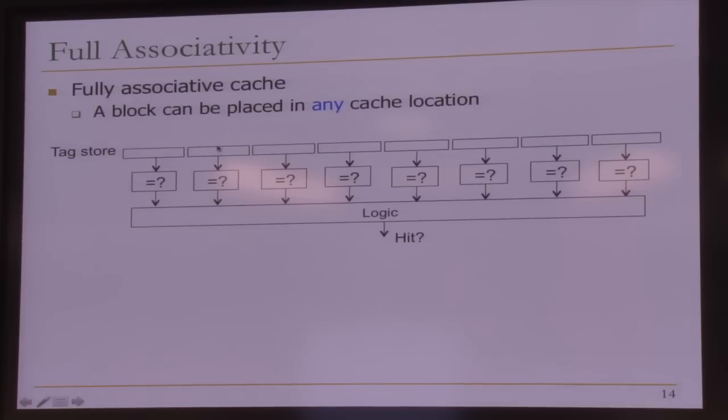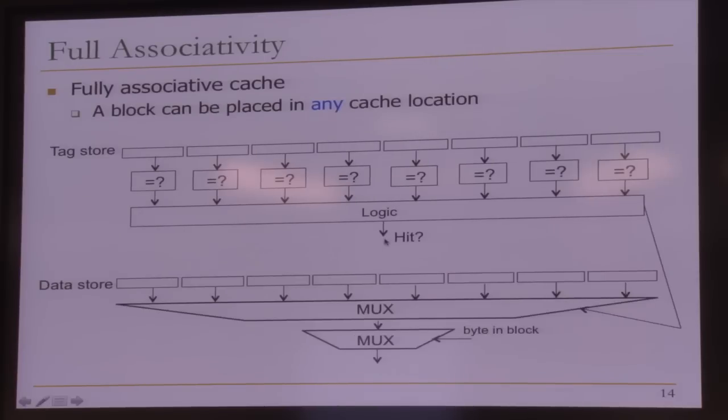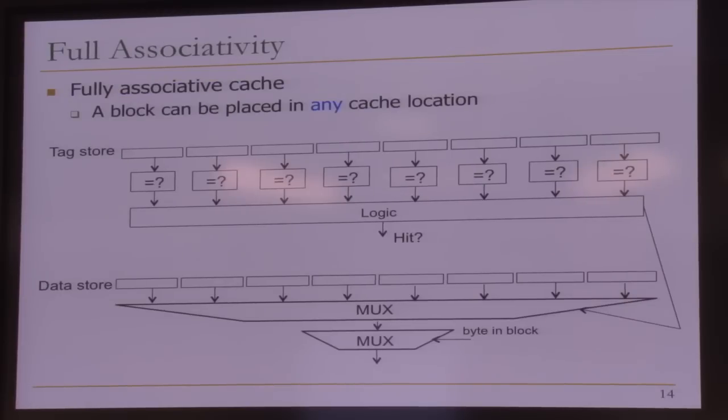And for our cache, which can store eight blocks, this is what the tag store now looks like. There is no index. You just take the tag from the address and compare it to every possible tag in the cache. And then you get a hit or miss signal. And then you pick the right data block using that hit or miss signal, depending on which comparator over here matches. Right. Does that make sense? Or any questions?